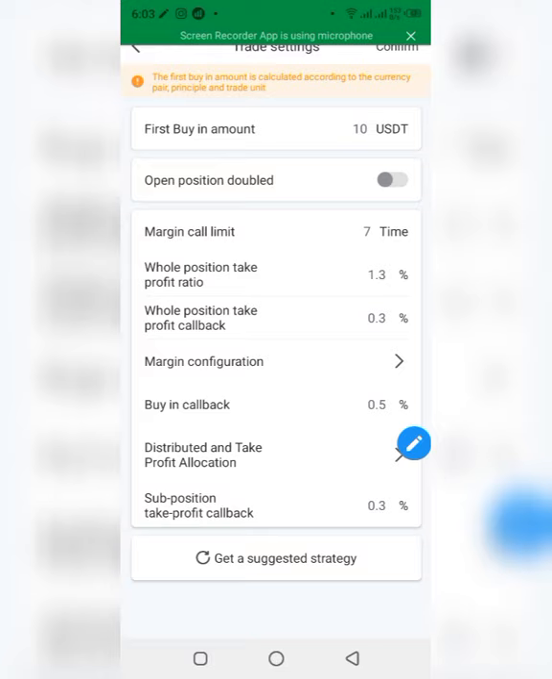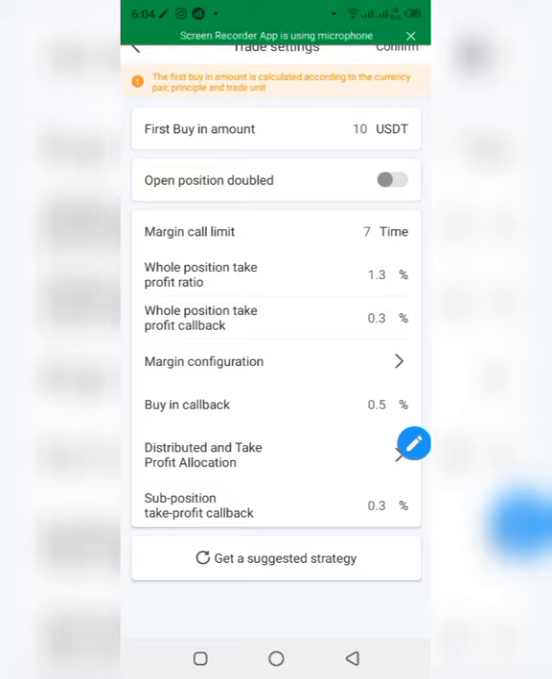The first buy amount depends on the amount you are using to trade. If you are using $100 to trade, 10 USDT is a perfect first buy for you. If you are using $1,000 or $2,000 or anything above $1,000, you might want to go for 50, 20, depending on your money or your fund management skills. But today I'm going to be using 10 USD because anybody can use it.